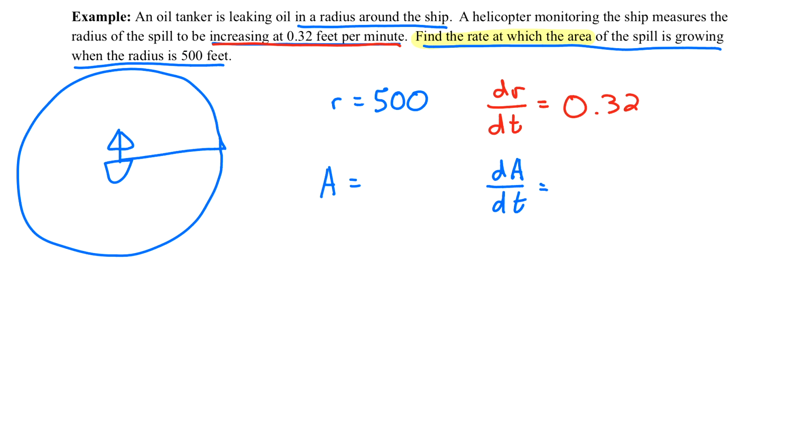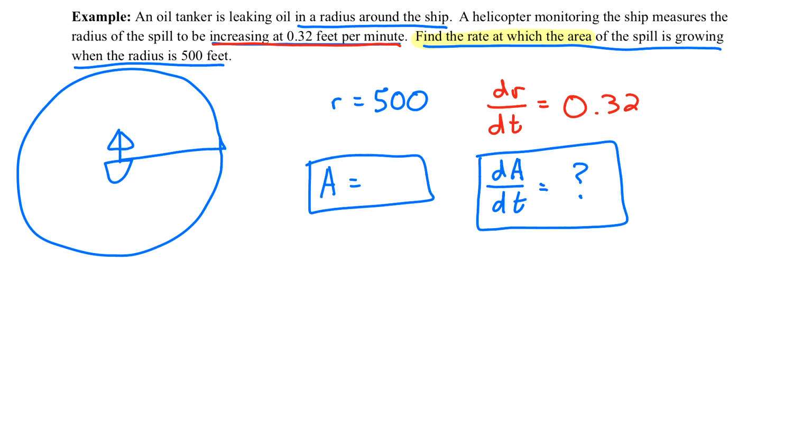So the problem specifically asks to find the rate at which the area of the spill is growing. So dA over dt is actually what this problem is asking me to find. That's going to be my solution to this problem. But I'm actually not even told what A is. But that's okay, we can find it. We'll get there.